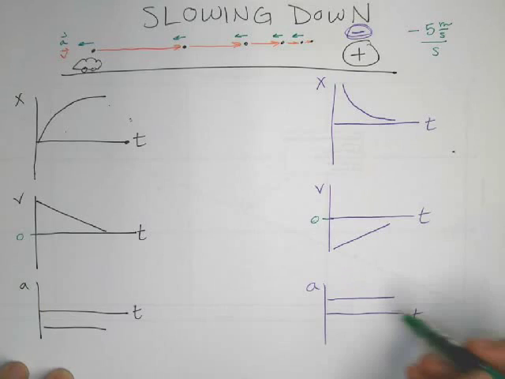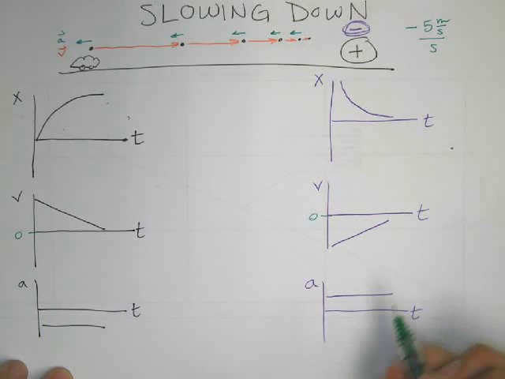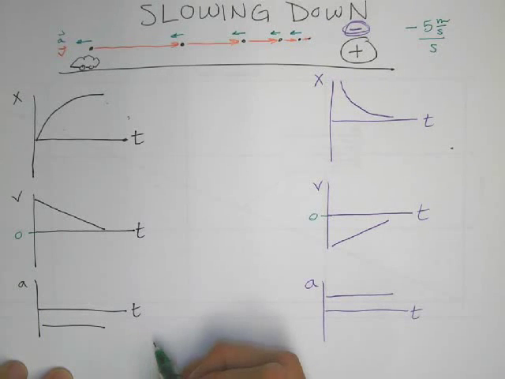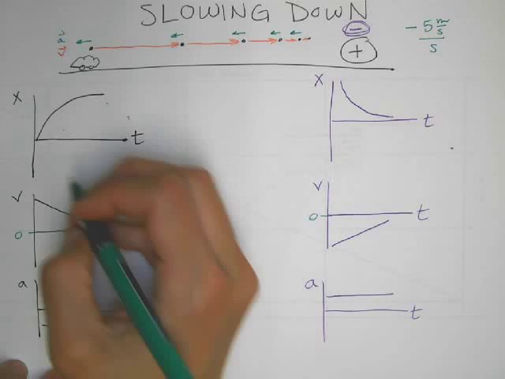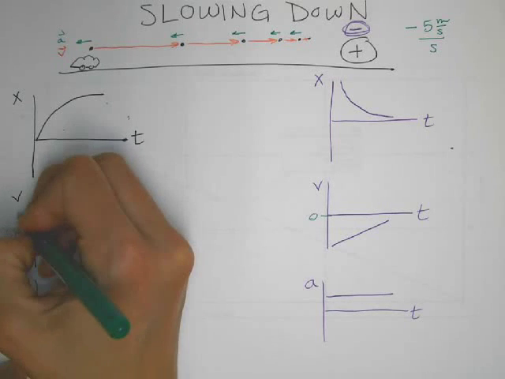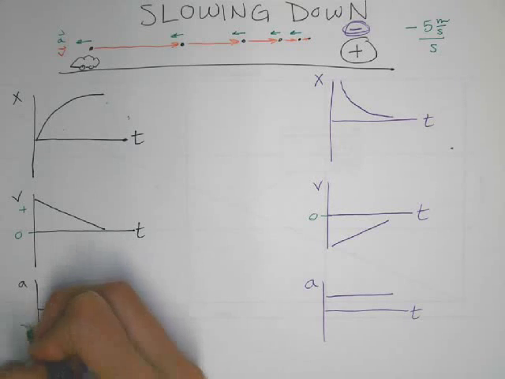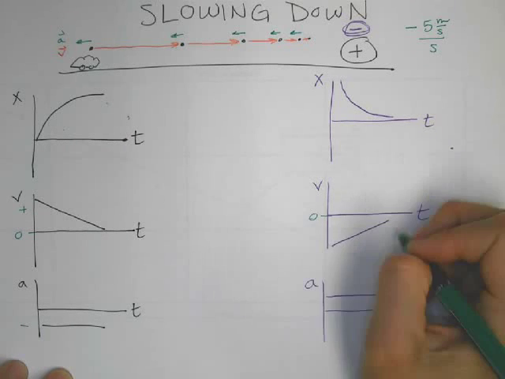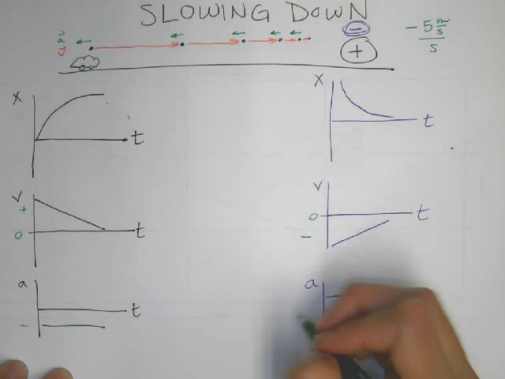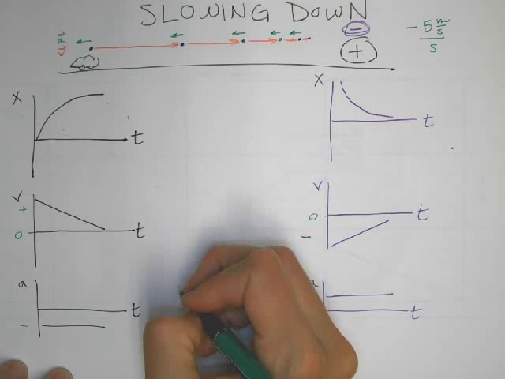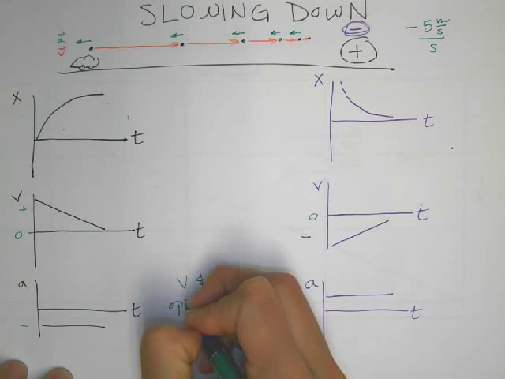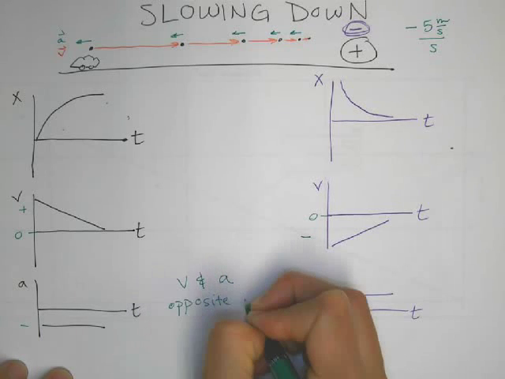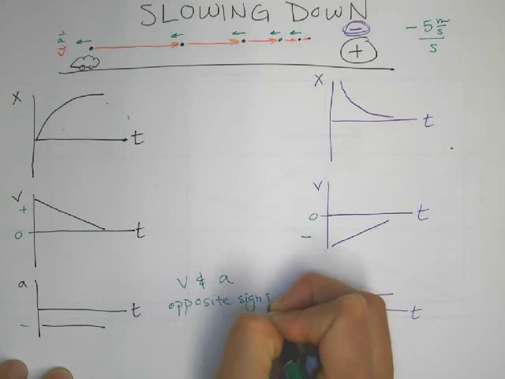Once again, we can't tell if it's slowing down from the acceleration versus time graphs alone. We have to also look at the velocity versus time graphs. Notice here that we have positive velocity here, negative acceleration here. On this one, we have negative velocity and positive acceleration. So in this case, velocity and acceleration have opposite signs. So that means that we are slowing down.